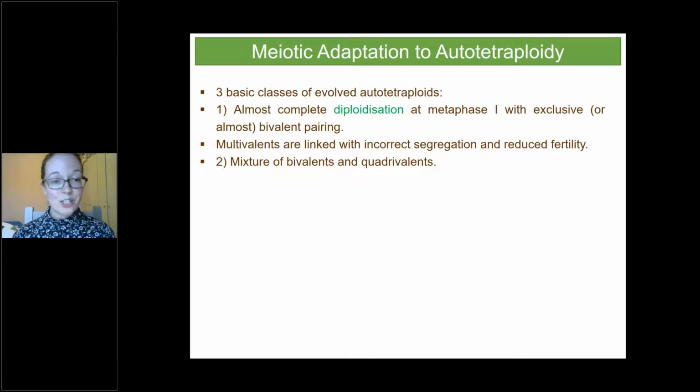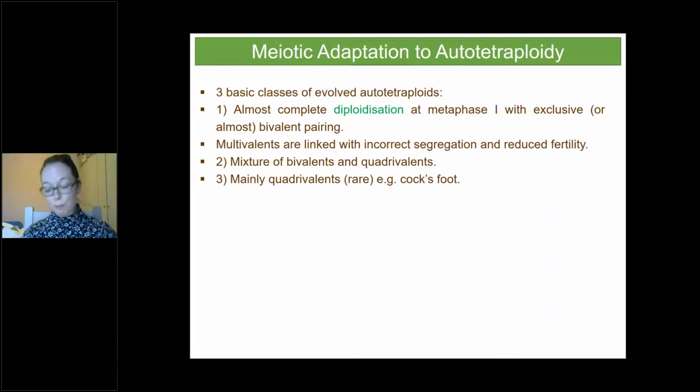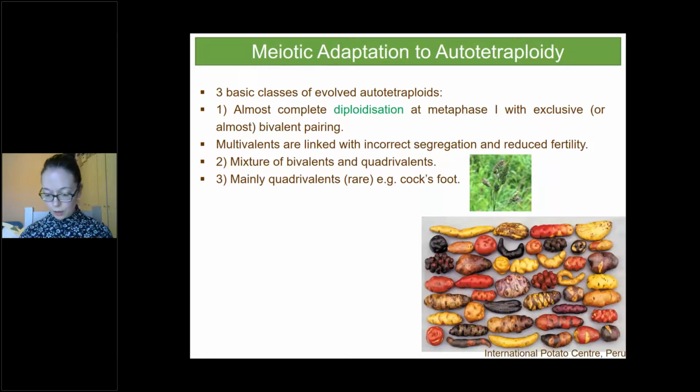However, it is very much a species-specific phenomenon because there's other groups of autotetraploids which have a mix of bivalents and quadrivalents, and there's even some more rare examples like cocksfoot, for example, where bivalents hardly ever occur, and it's mainly the quadrivalents or the full chromosomes forming the multivalent structure, like the ring that I showed you.